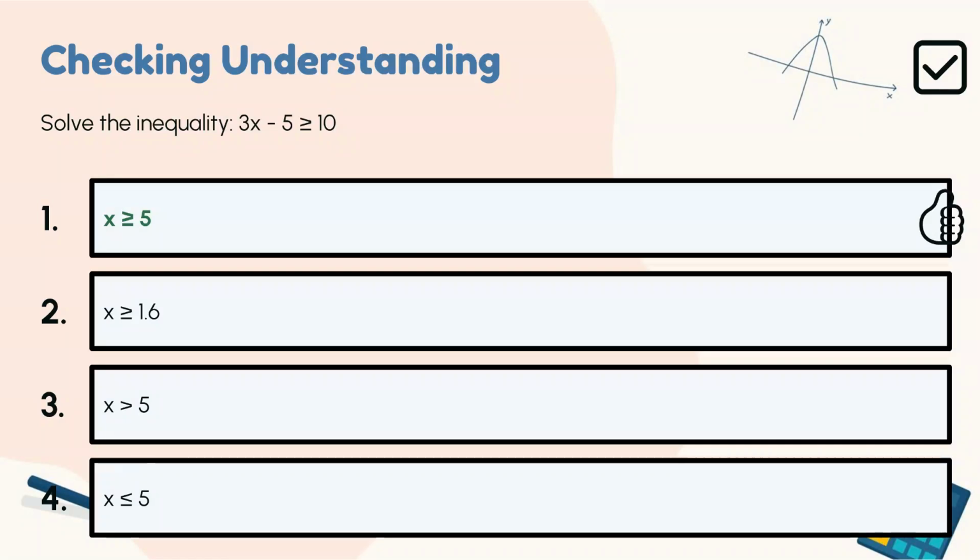The correct answer is x is greater than or equal to 5. Here's why. Start with 3x minus 5 is greater than or equal to 10. Add 5 to both sides. That gives 3x is greater than or equal to 15. Then divide both sides by 3. So x is greater than or equal to 5. We keep the greater than or equal to sign because we divided by positive 3, not a negative number.